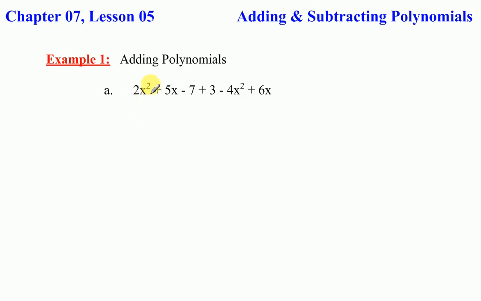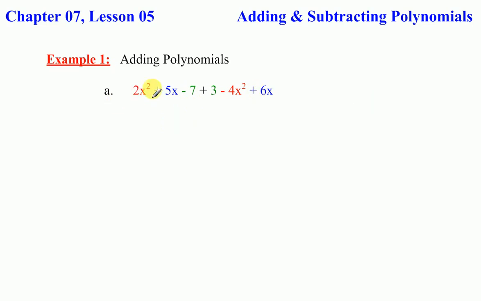And now I'm going to look to see which terms go together. And the important part here is that they have the same variable with the same exponent. So 2x squared and negative 4x squared go together. And then positive 5x and positive 6x. It's very important that you include the signs.